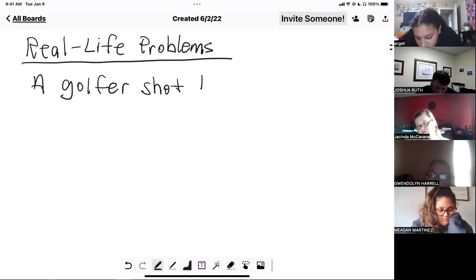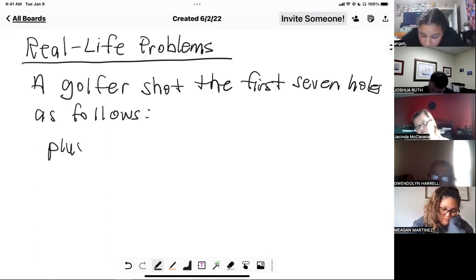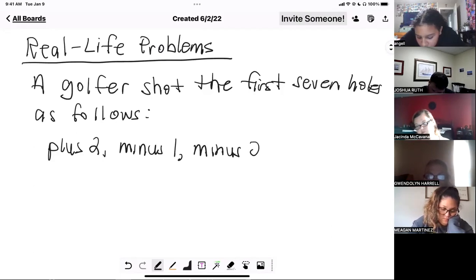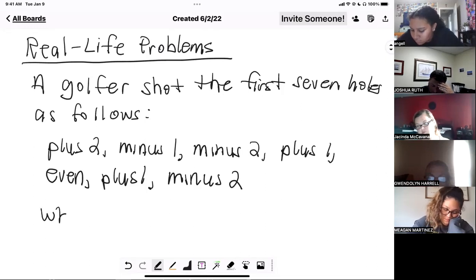I shot the first 7 holes as follows. That just means the scores he got, right? Okay, he got a +2, which is not good, a -1. I know they have names, bogey, I don't know what they are. -2, +1, even, +1, and -2. That's what he shot in the first 7. That's 1, 2, 3, 4, 5, yeah, the first 7 holes. Hey, what was his total score?